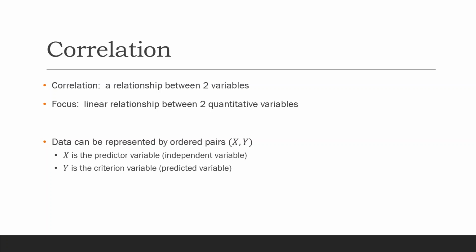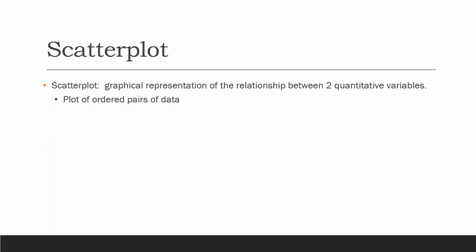Well, since we have two numerical or quantitative variables, we can think of our data as a set of ordered pairs, x comma y, where x is the independent variable. A lot of times we'll say that x is the predictor, and then y is our dependent variable. Some people call it the criterion variable or the predicted variable.